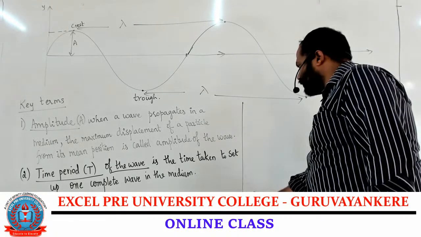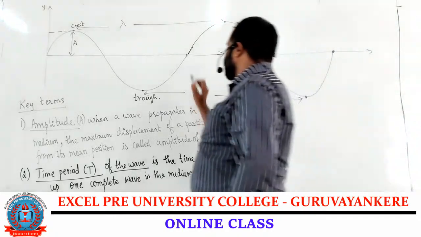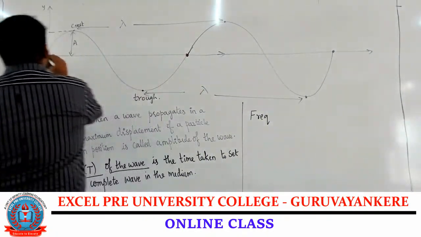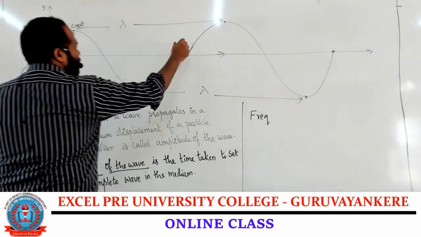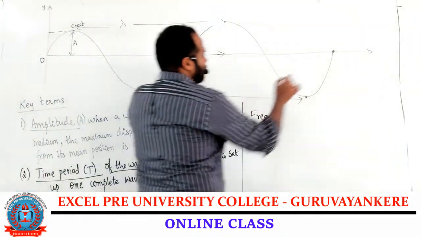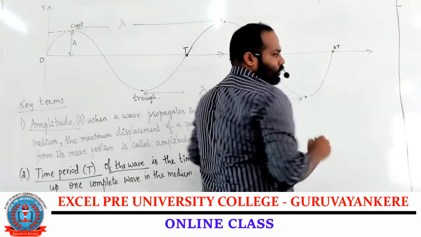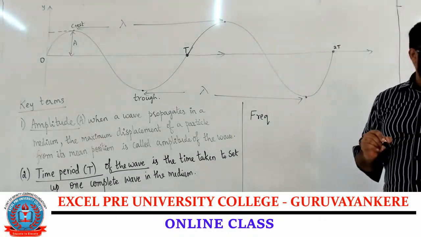Next we will go to frequency. If the time period is capital T, see here, if it is time 0, then this is the time period. One complete wave is set up in the medium. This is another second wave time period, so it will be 2T. I hope it is clear to all of you.